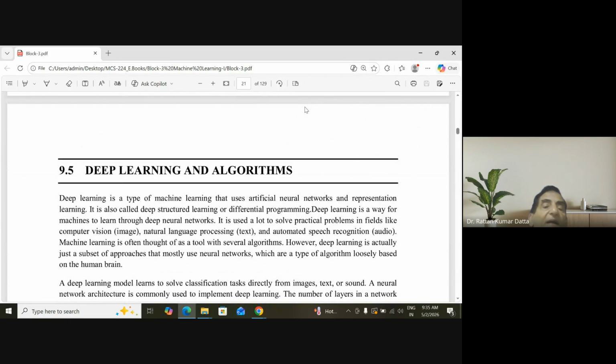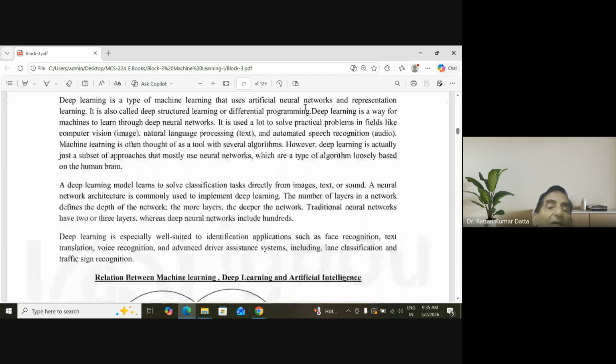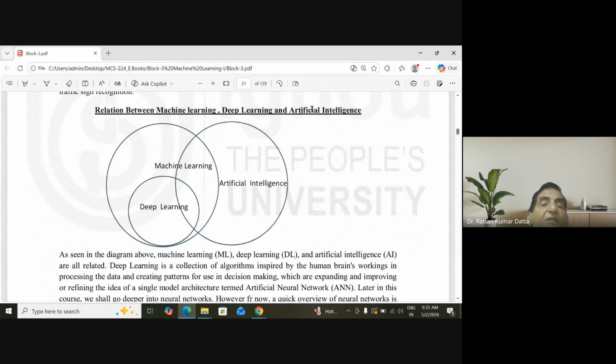Deep learning and algorithms. So the deep learning, you have seen the deep learning was here. This is machine learning. This is artificial intelligence. Artificial intelligence is not properly shown. Artificial intelligence should cover the whole thing, because machine learning and deep learning are part of artificial intelligence. So if you see it in three dimensions, artificial intelligence is the outer one, and machine learning and deep learning are part of it.